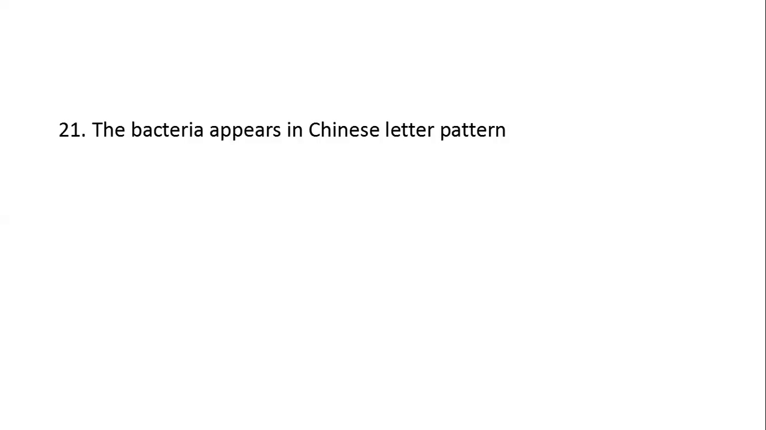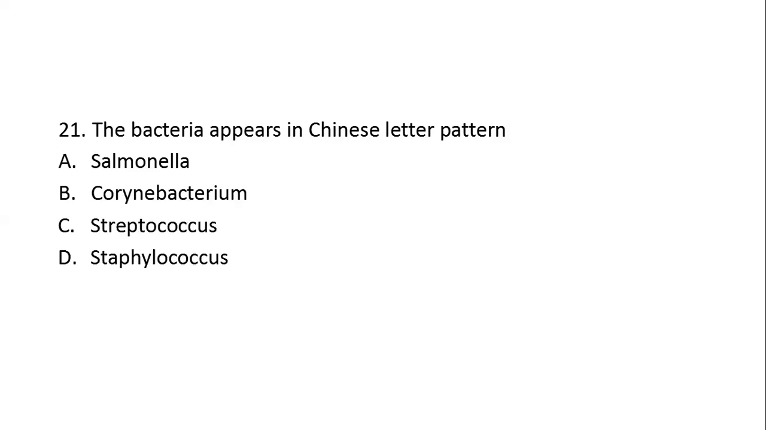Next question: the bacteria that appears in Chinese letter pattern. Option A, Salmonella; option B, Corynebacterium diphtheriae; option C, Streptococcus; option D, Staphylococcus. Here the right answer is Corynebacterium diphtheriae. Salmonella is a gram-negative bacillus, a rod-shaped bacteria. Streptococcus is a coccus arranged in chains. Staphylococci are cocci arranged in clusters, like bunches of grapes.